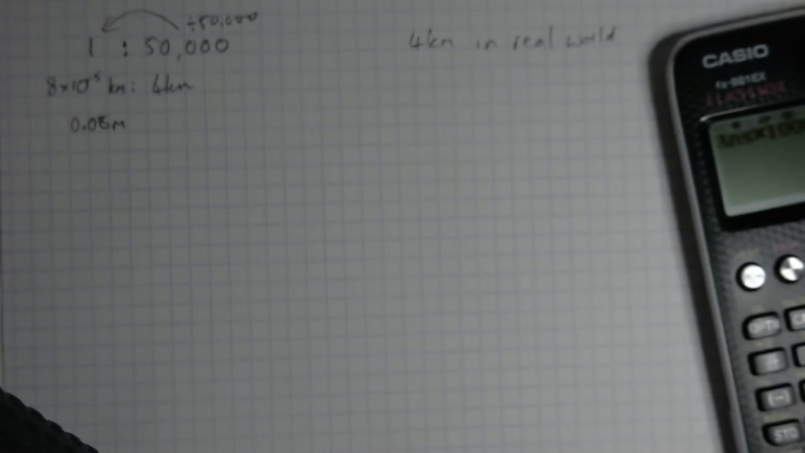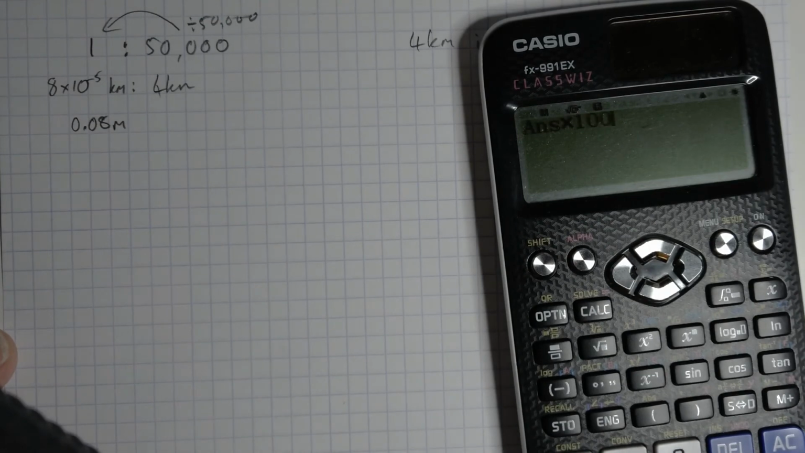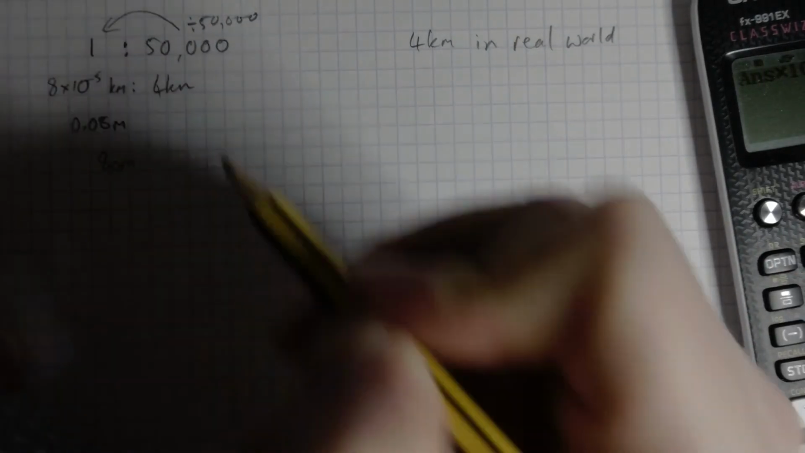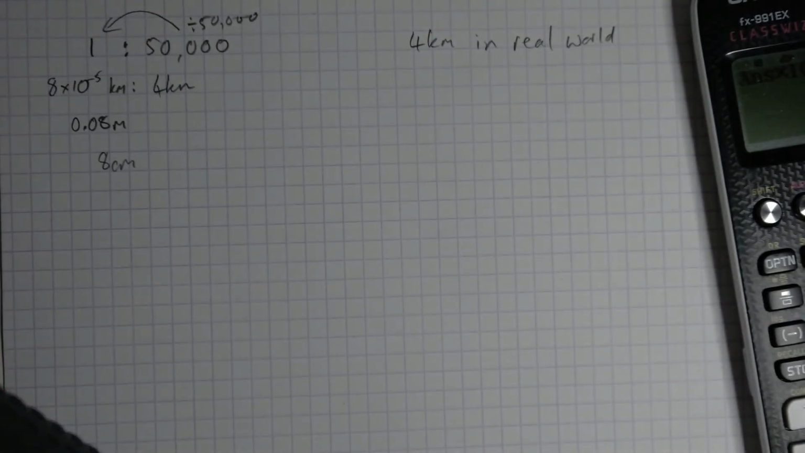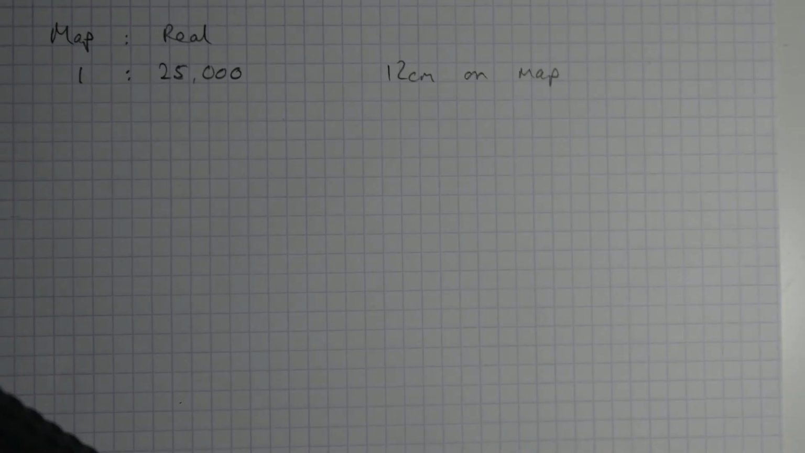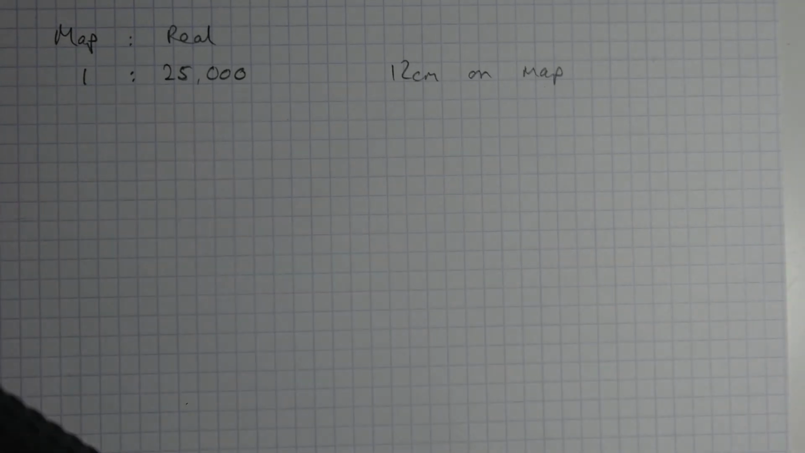And again, I can make that even more sensible if I multiply by 100, because I can get that into centimetres. So times by 100 is just 8. So it's only 8 centimetres on my map, which is the same answer that we had before. So let's do a couple more examples with a different scale. Now, the map I borrowed from school had the scale 1 to 25,000.